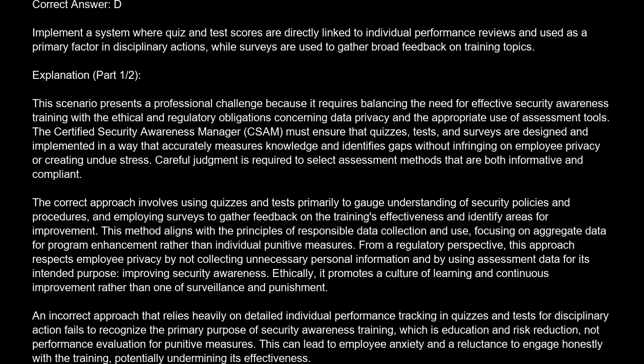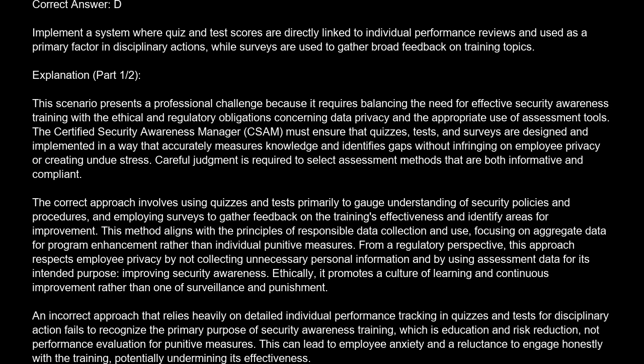The Certified Security Awareness Manager, CSAM, must ensure that quizzes, tests, and surveys are designed and implemented in a way that accurately measures knowledge and identifies gaps without infringing on employee privacy or creating undue stress. Careful judgment is required to select assessment methods that are both informative and compliant. The correct approach involves using quizzes and tests primarily to gauge understanding of security policies and procedures, and employing surveys to gather feedback on the training's effectiveness and identify areas for improvement.